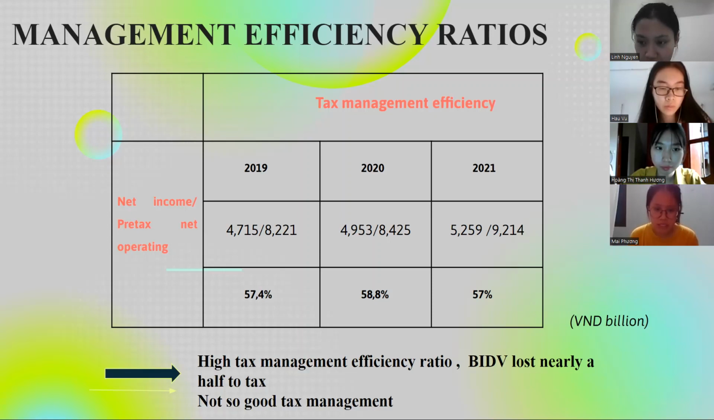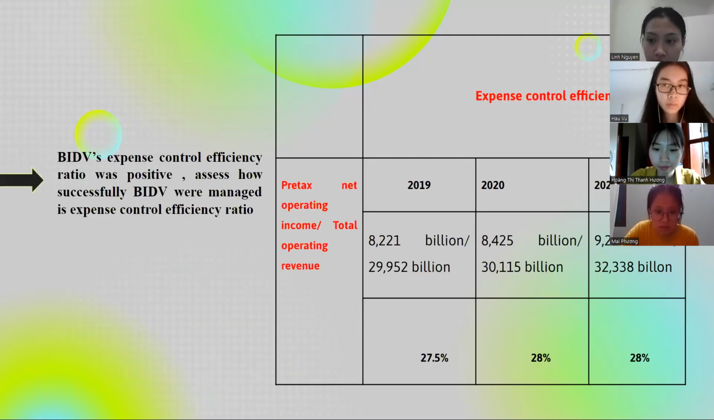So with a high task management efficiency ratio of approximately 57, 58%, BIDV lost little to task and its funds were desirable. In the second table, I will analyze expense control efficiency.